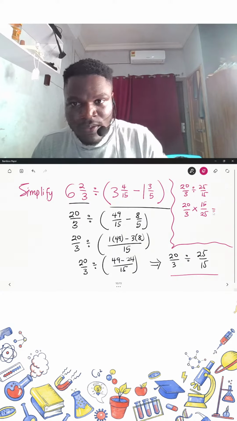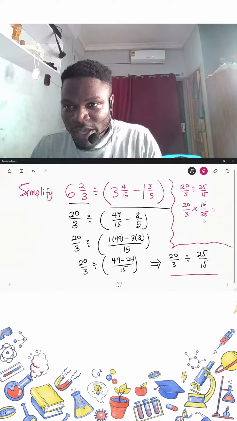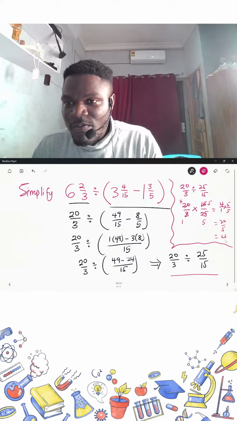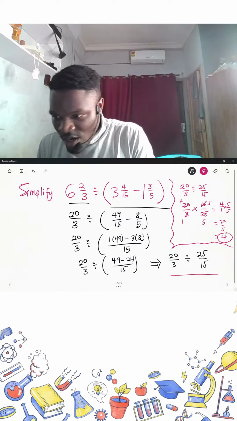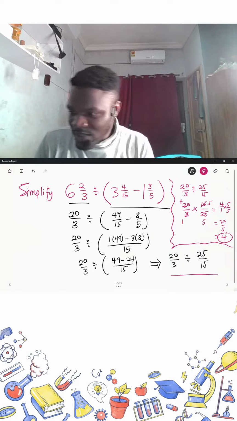If I want to cancel, 5 will go here 5 times, 5 will go here 4 times, 3 will go here once, 3 will go here 5 times. So I have 4 over 1 multiplied by 5 over 5. That will give me 20 divided by 5, and that will give me 4. Yes, so the correct answer is 4. So Brain, you are right, Kunal, you are right, and the correct answer for this particular question is 4.